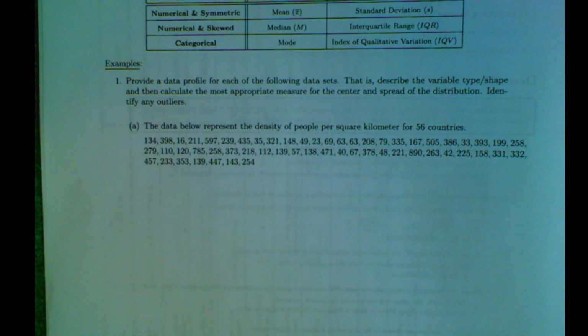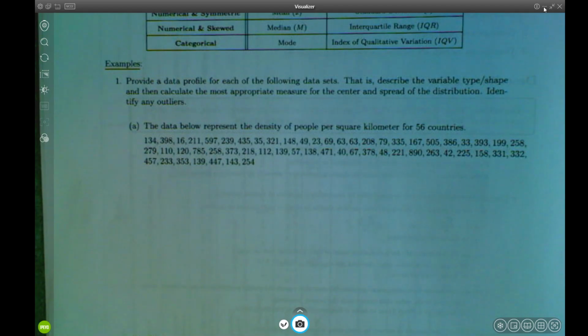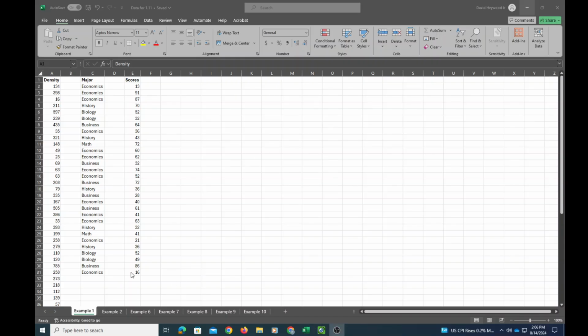So let's take a look. We'll open up the data set in Excel and try to come up with a data profile for this. So in Excel, example 1, we're looking at part A, and that's the population density example. That's this first column over here. Okay, so let's come up with a data profile.